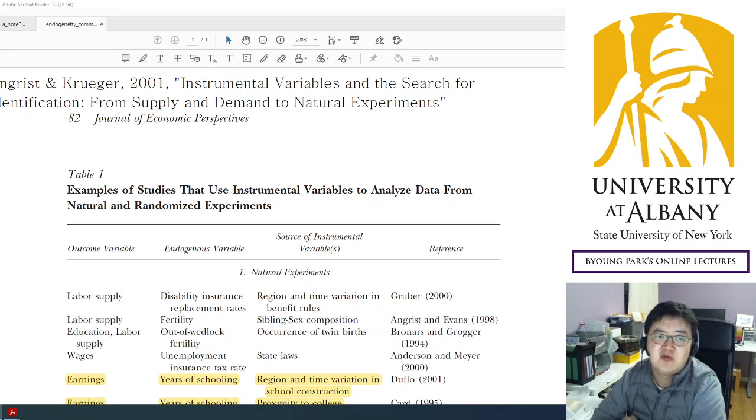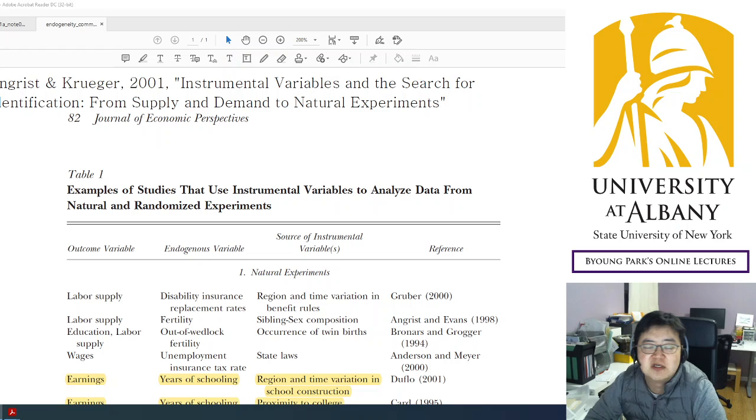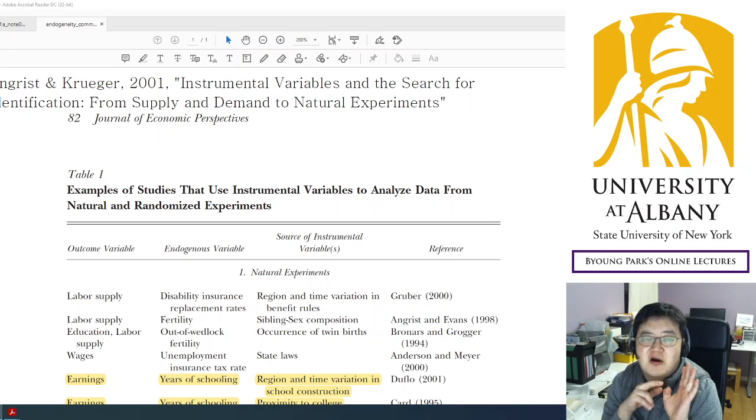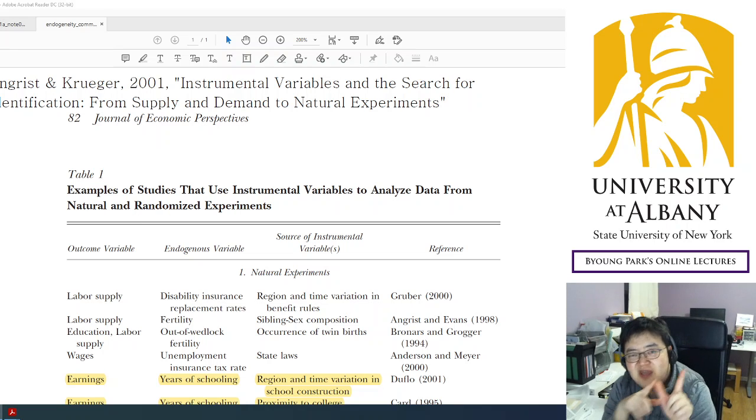The simple example we considered in the last lecture was the interesting relationship between earnings, education, and quarter of birth, which is very surprising. And so we would like to estimate the effect of education on earnings.